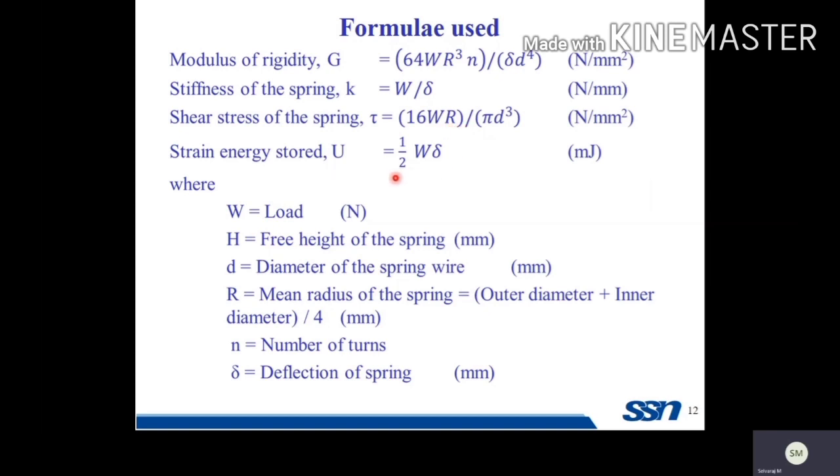Similarly, for energy stored, you can use this equation, half into W into delta. Here the R value you have to calculate. Already we know the outer diameter and inner diameter. So R can be calculated by outer diameter plus inner diameter divided by 4. If you want diameter, you divide by 2. If you want radius, you divide by 4.